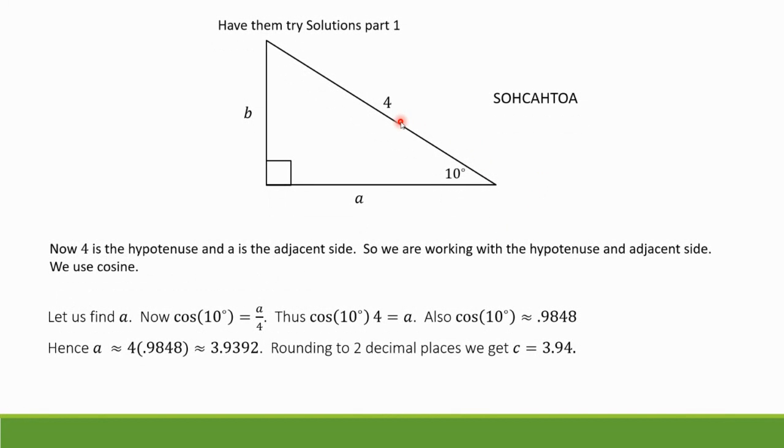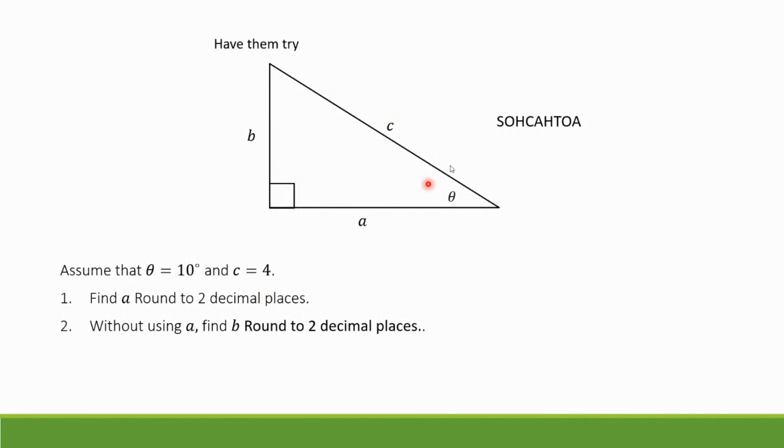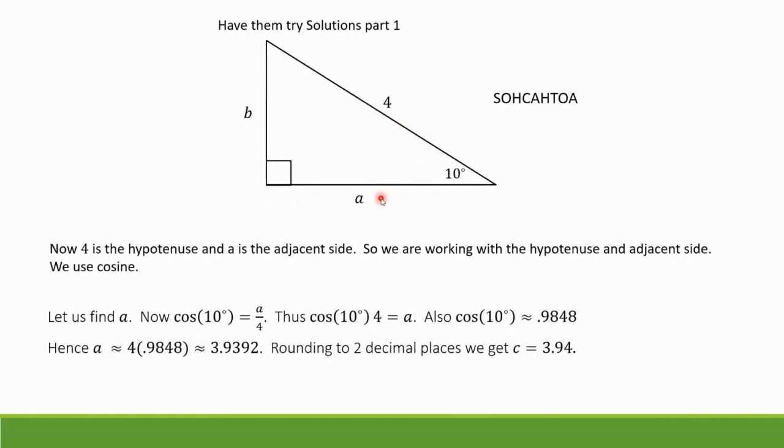So C is 4. So 4 is the length of the hypotenuse, right? We want to get A. Cosine of the angle is adjacent over hypotenuse, as you can see.